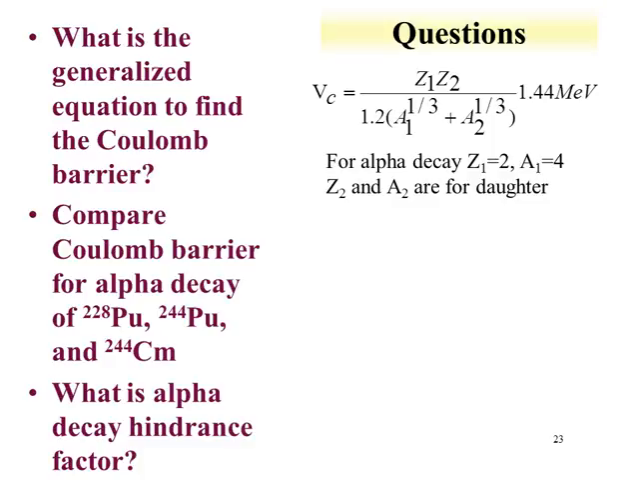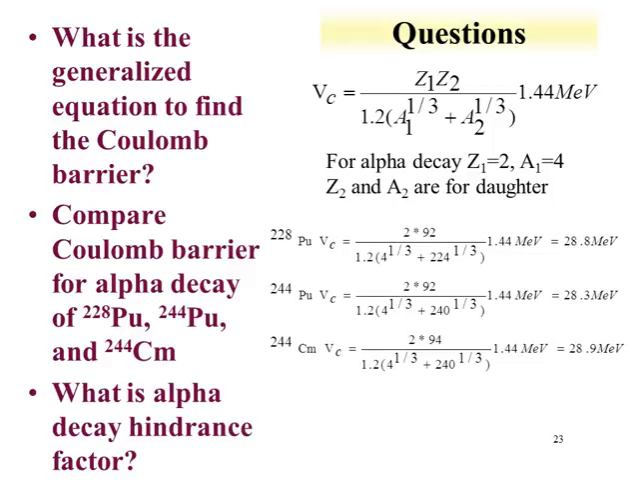And if we make this specific for alpha decay, we can substitute 2 for Z1 and 4 for A1. So for an alpha decay, you would be looking at the Coulomb barrier from the alpha decay, and Z2 would be the daughter, and A2 would be the A for the daughter. We could use this equation to compare the Coulomb barrier for the alpha decay of plutonium-228, plutonium-244, that's a long range of the same isotope, and then curium-244, so comparing the same A but different Z. When we get the Coulomb barrier for plutonium-228, it is 28.8 MeV.